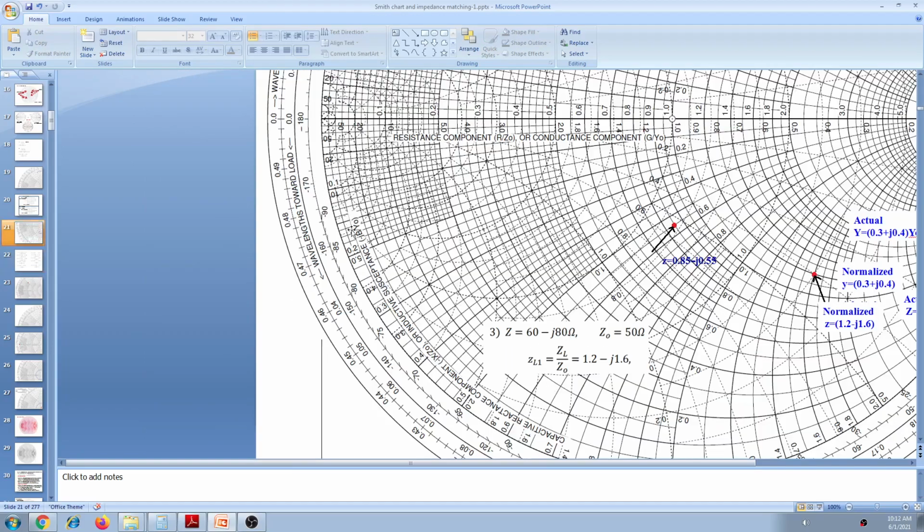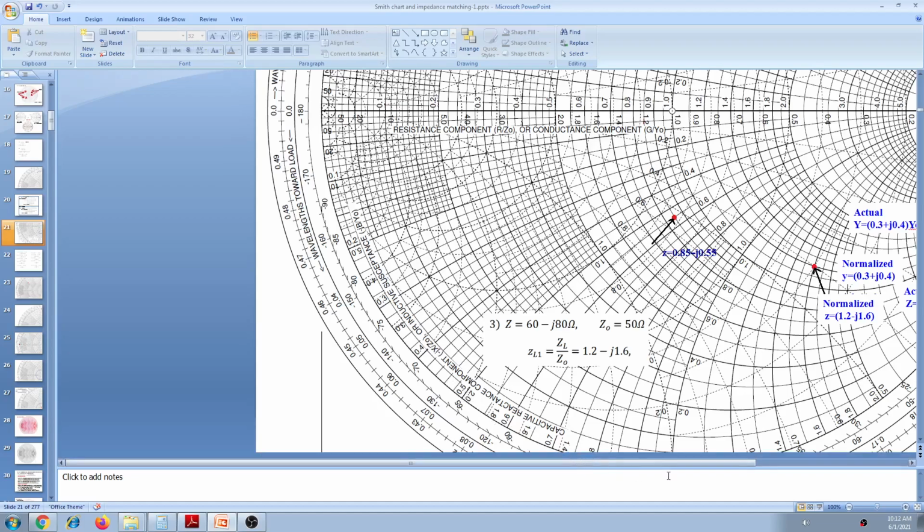These are the x values here: 0.1, 0.2, 0.3, 0.5, and somewhere here is 1.4. Sorry, this is not 0.7, 0.8, like this. So 1.6 is here. See, this is 1.6, and these values are negative reactance, minus x values. This is minus 0.2, sorry, minus 0.5, minus 0.4. Similarly, this is outside the circle.